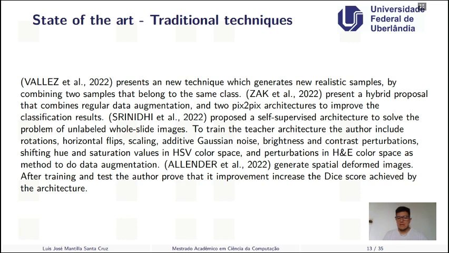Well, Allender generates a spatially deformed image. Basically, he deforms the space, takes the image, mixes it with this transformed space, and finally gets some interesting new samples. But he doesn't add new characteristics.